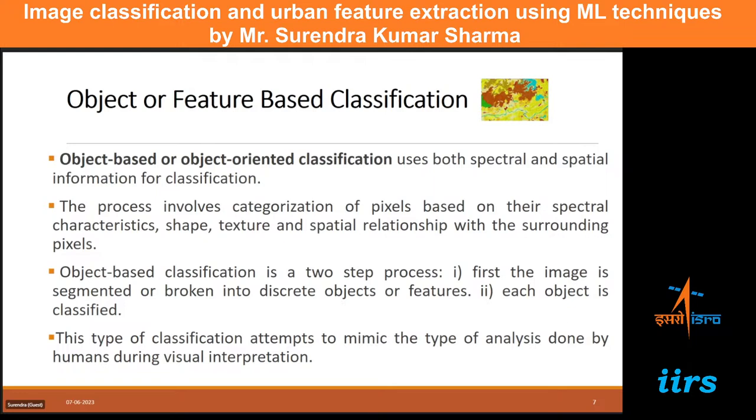In object-based classification, it is a two-step process. In the first step, we segment the image into a number of discrete objects or features, or we can say clusters. And then instead of assigning an individual pixel to a class, we assign that individual object to a class. This type of classification attempts to mimic the type of analysis done by humans during visual interpretation. So it is similar to the visual interpretation that is done by humans.